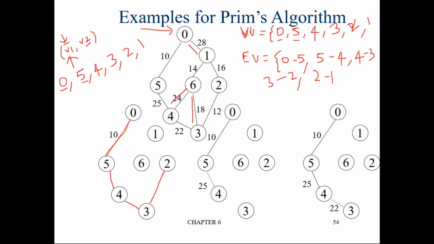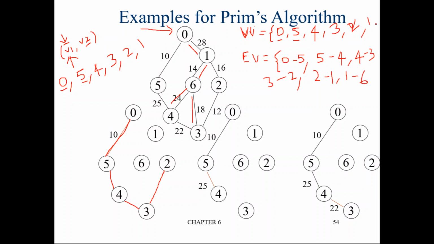3 to 2, both are in the vertex list, so we cannot take this. From 2, 2 and 3 both are in the vertex list, so no. 2 and 1 both are in the vertex list, no. From 1, 1 to 6 is one option; 1 to 0 is nothing but 0 to 1, which we are already considering. So these are the 4 edges. Out of these 4, the minimum cost edge is 1 to 6 at the cost of 14. So this is the one we will consider, 1 to 6.